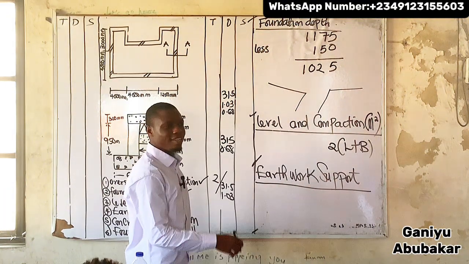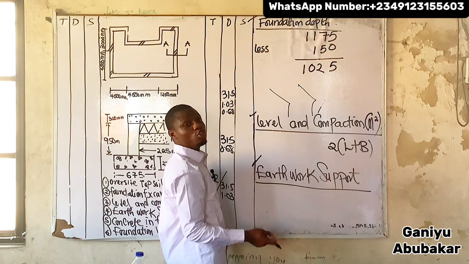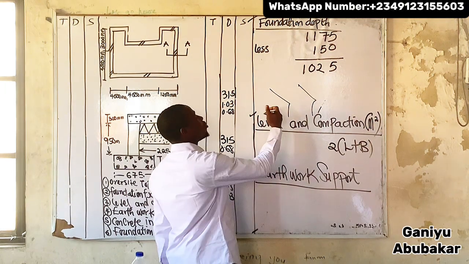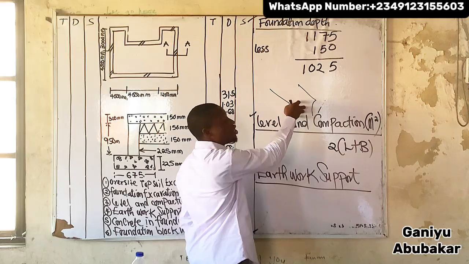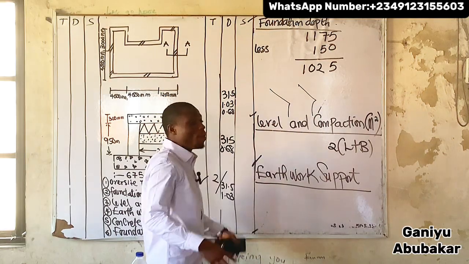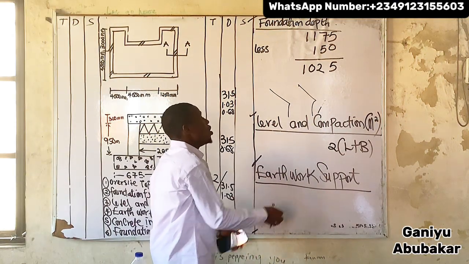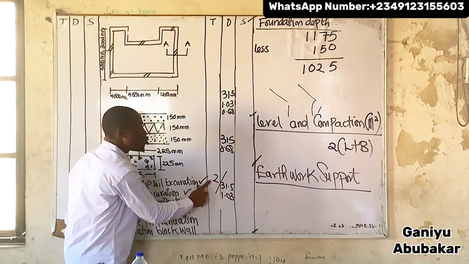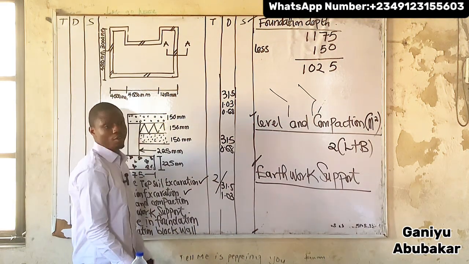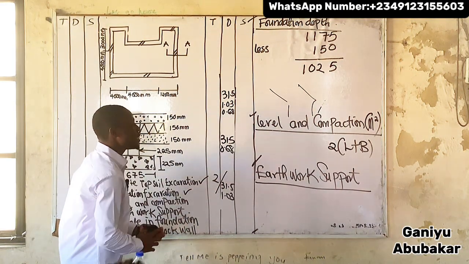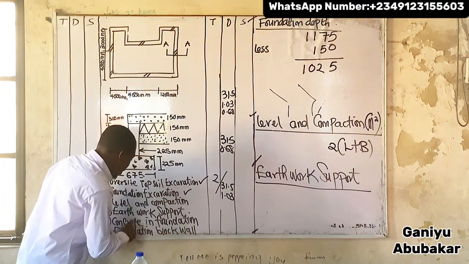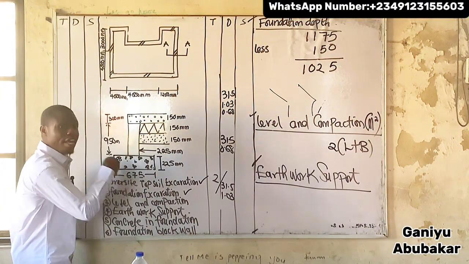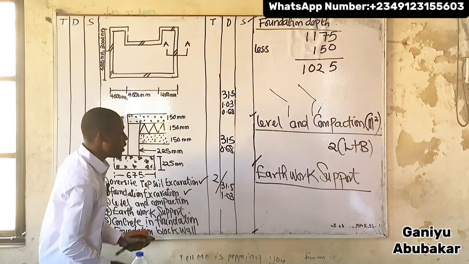I just know that in case your soil is not strong, you can use the earthwork support to support the soil for compaction purpose, at the 2 sides. So it will be at the length and at the breadth. That's why I have to put a 2 of this stuff. Please memorize the formula for level and compaction and earthwork support. I'm done with this.